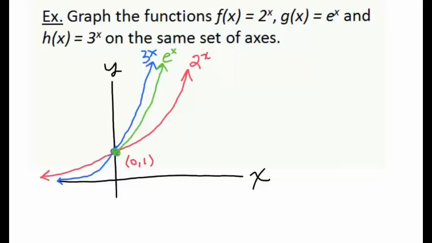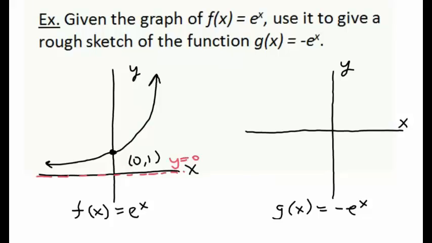It's going to grow a bit faster than 2 to the x, but not quite as fast as 3 to the x. And then over on the left-hand side, again, it's going to decrease fairly quickly, but stay in between 2 to the x and 3 to the x.